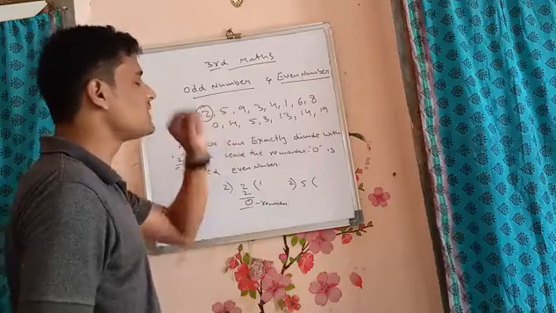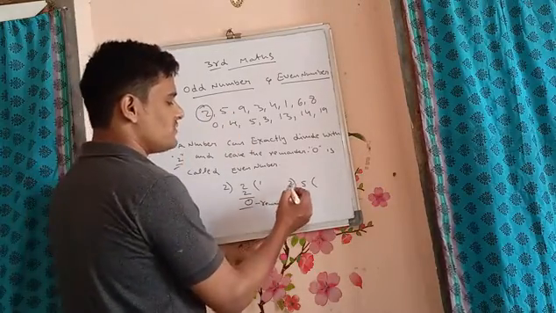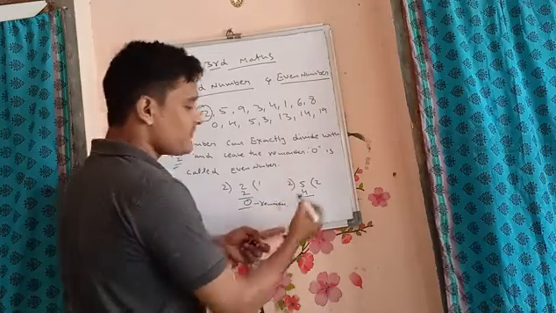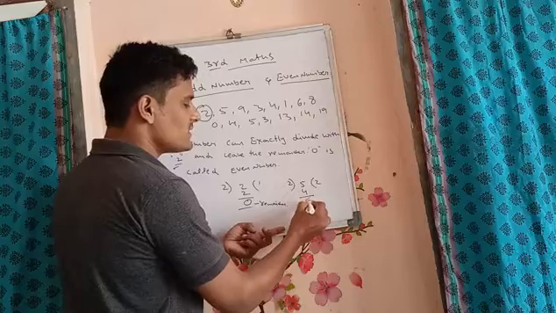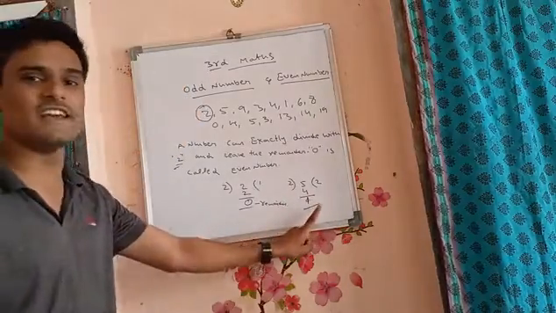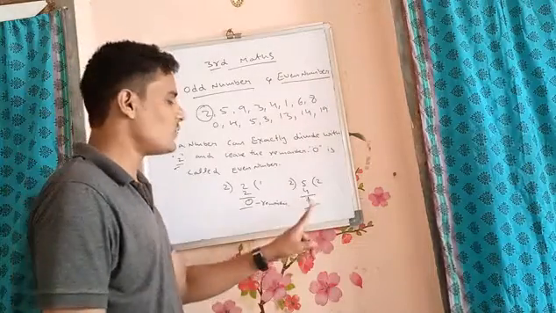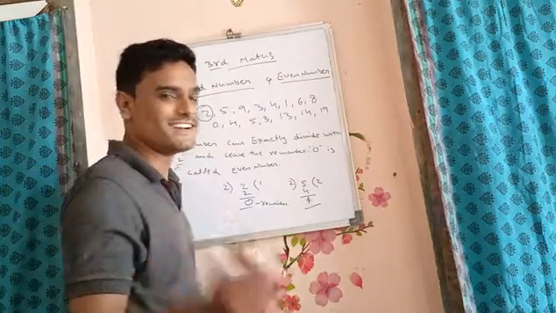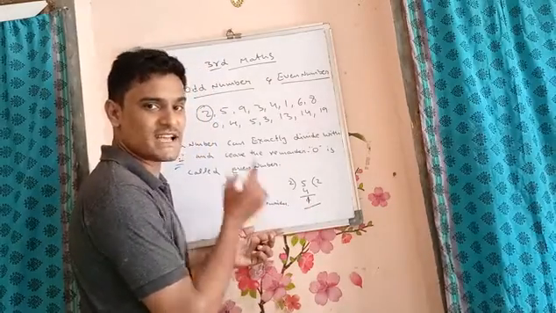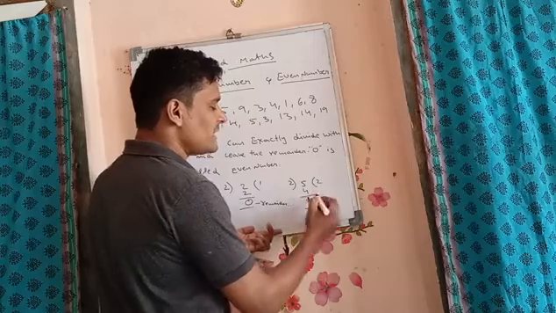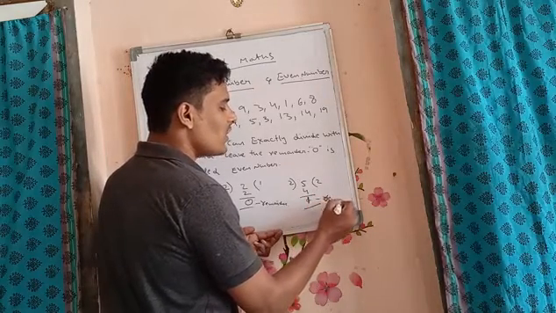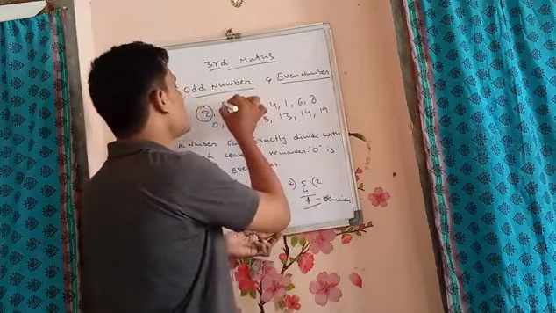What was the next number? 5. We divide 5 by 2. 2 ones are 2, 2 twos are 4. 5 minus 4 is 1. So the remainder is 1, and 1 is not 0, so 5 is not an even number. If the remainder is 0, it is an even number. If the remainder is 1, it is an odd number. So 5 is an odd number.